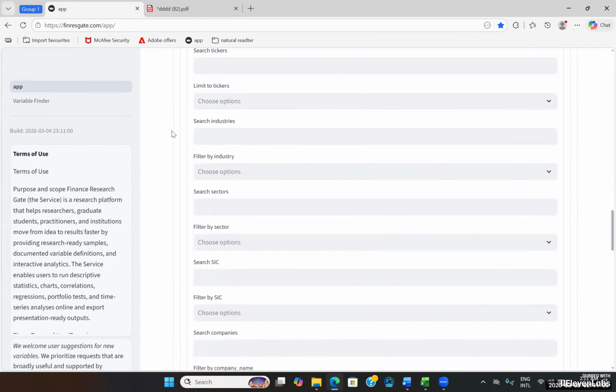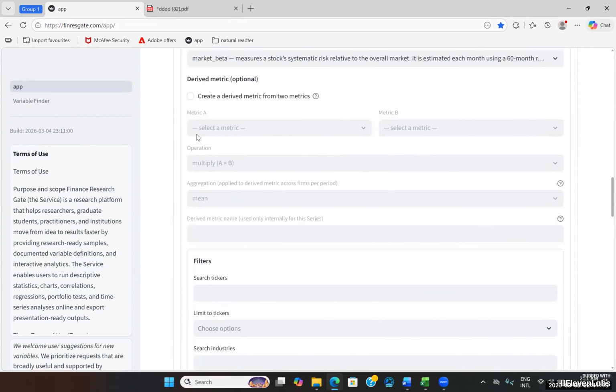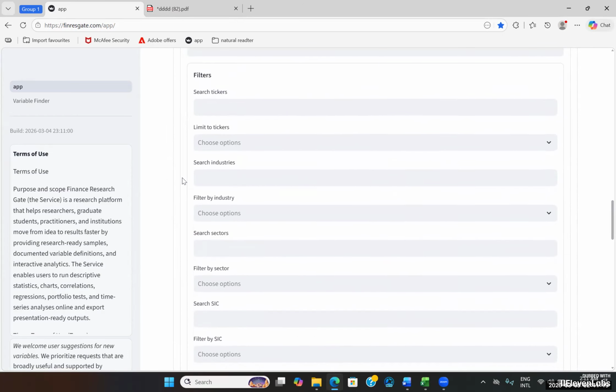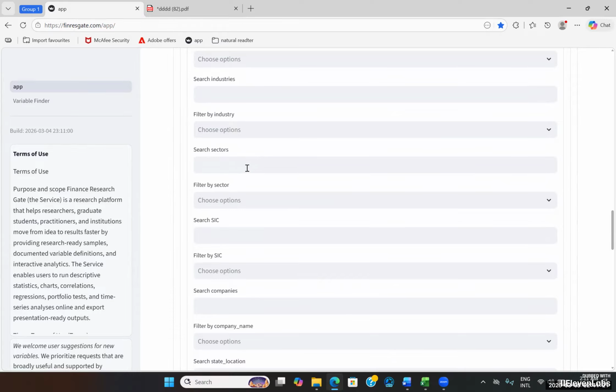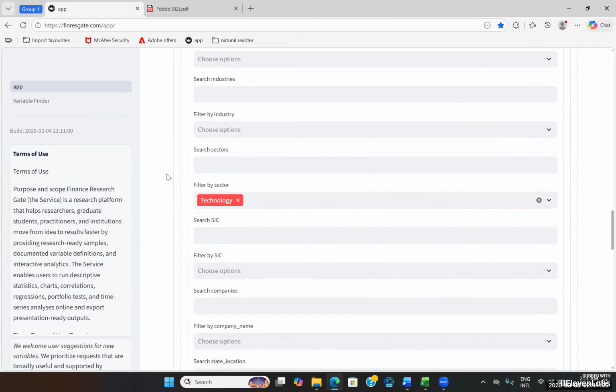After selecting our variable, we then need to choose the specific sample or group for which we intend to measure it. For example, if we're calculating the CAPM beta, will that be for just one particular firm, for an entire industry sector, or perhaps for the broader market as a whole? Let's go with a sector. And let's, for example, take the technology sector as our primary focus.